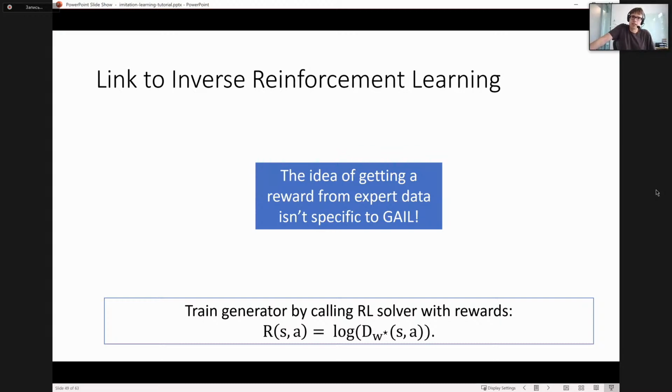There's a link between adversarial imitation learning and inverse reinforcement learning. We had this discussion earlier: how do I make up a reward given expert data? That idea, of course, is not specific to GAIL. Just to recap, we're training a generator by calling a reinforcement learning solver with rewards which are the log of the discriminator. I know this is simple, but this idea of making up rewards as we go, and having the rewards encourage the reinforcement learning agent to converge to the right policy, is very powerful, and that's why I'm stressing it so much in this talk.